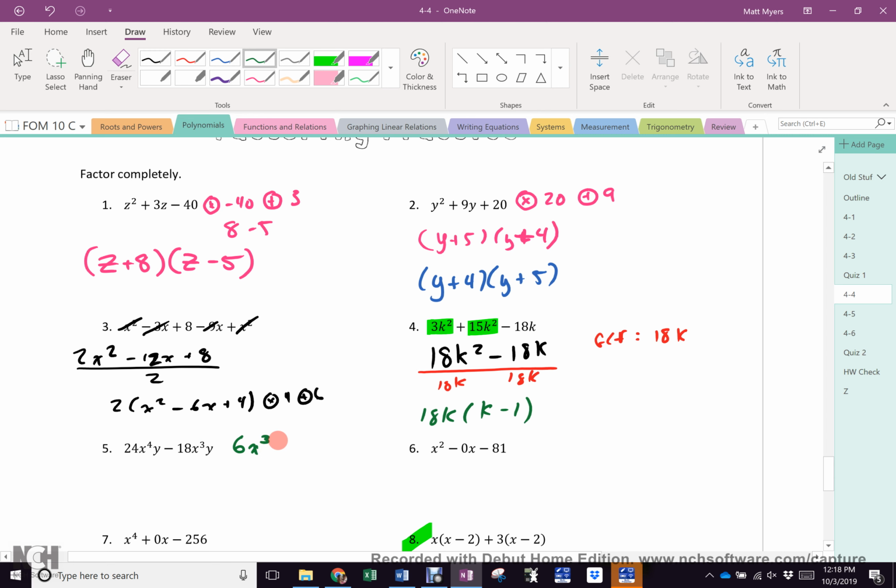How many Y's? 1. Then I divide by my GCF. 6x cubed y, 6x cubed y, and then I write my GCF at the front. 6x cubed y, and what are the answers? What's this? 4x minus 3. Done.